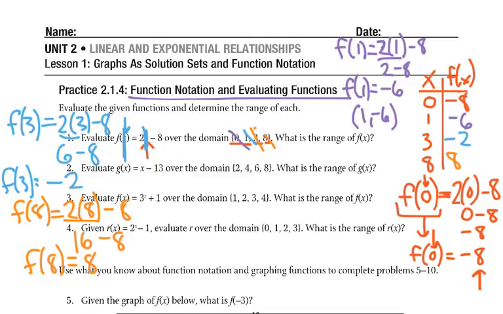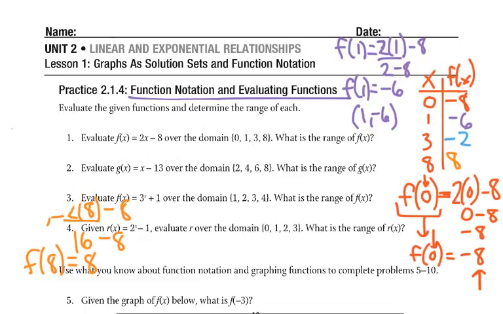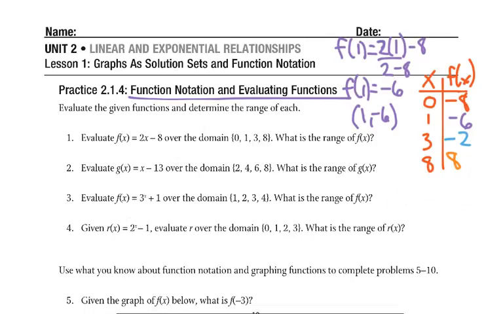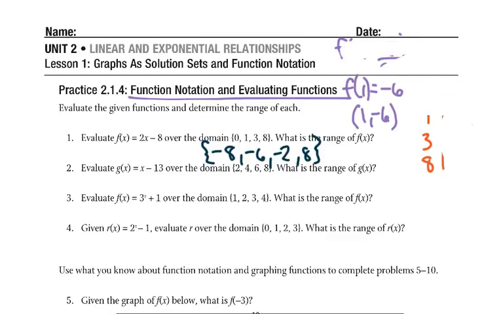So what would be my range then? My range is all the outputs, all those y values, as we often call them. The f of x stands for that output as well. I'd write them in those same brackets, because that's how we write sets of numbers: negative 8, negative 6, negative 2, and 8. And that's really what the answer wanted from me. That table can be very helpful in solving these.